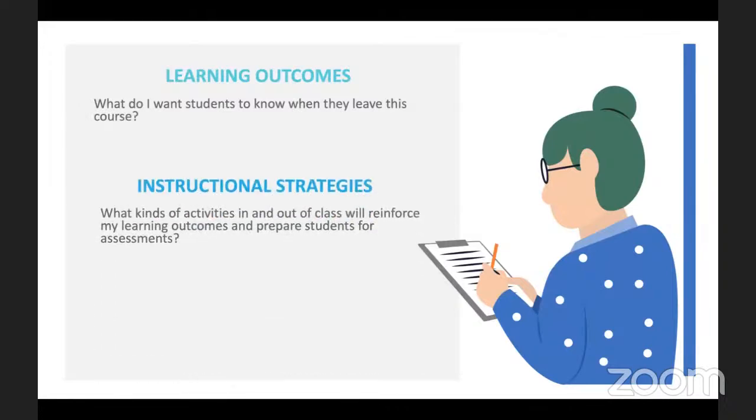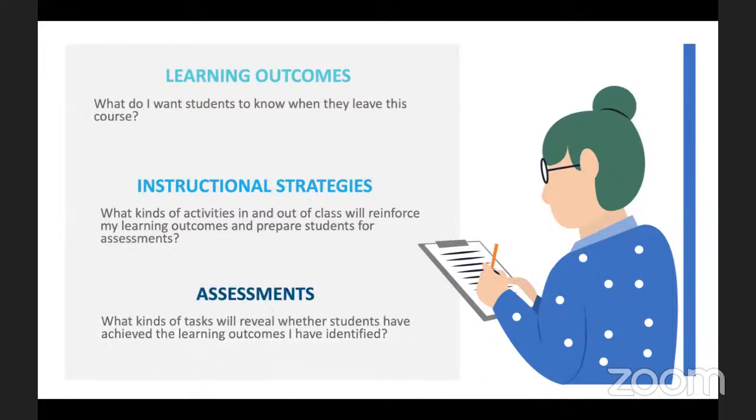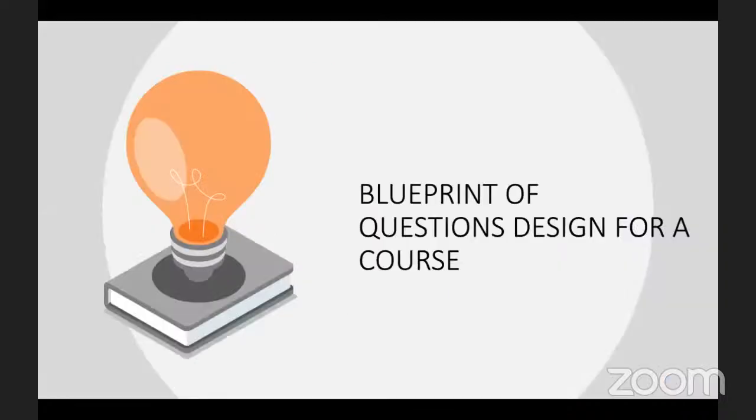So that is pointing to the learning outcomes. What kinds of activities in and out of a class will reinforce my learning outcomes and prepare the students for assessments? So that is about instructional strategies. And the assessments: what kinds of tasks will reveal whether the students have achieved the learning outcomes I have identified? So these are the kind of questions the student teacher should ask and prepare the course plan accordingly.